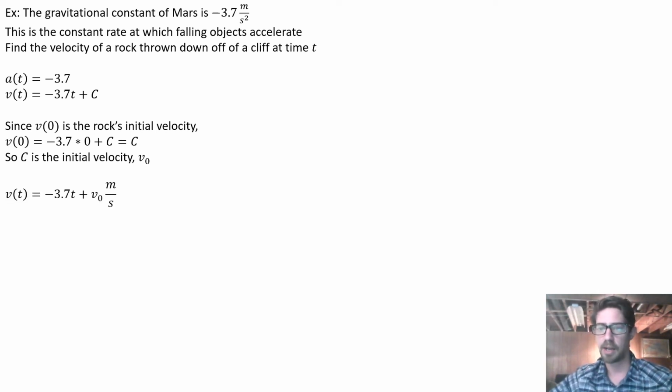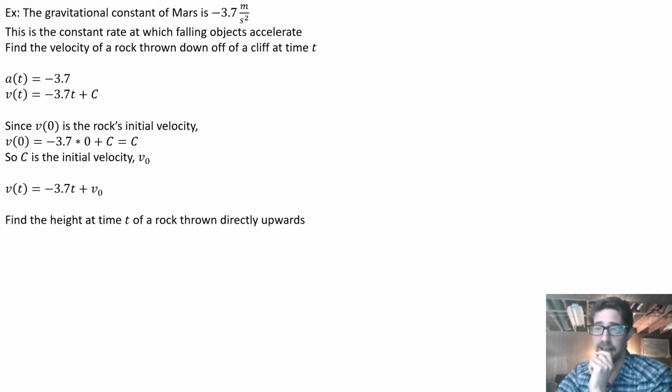That's the velocity of a rock thrown off of a cliff, or anywhere really, on Mars at time t. So it's negative 3.7 t plus v naught, the initial velocity, in meters per second. And physics people, if you're thinking, boy, that sure looks a lot like the equation for velocity here on Earth, well, yeah, it's the same. It's the same gravity. Mars just has less gravity. I'm just using Mars because we've already done Earth and we're bored of it. Okay, so there you go. Right from that gravitational constant, we have a function for velocity. Let's go farther.